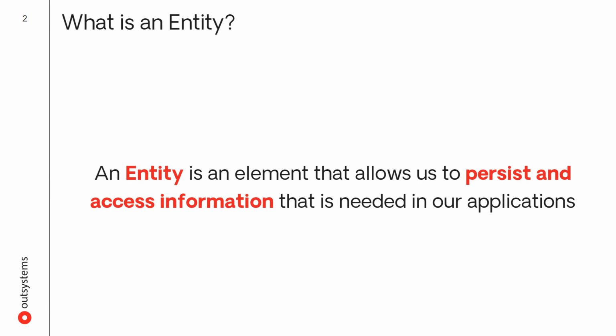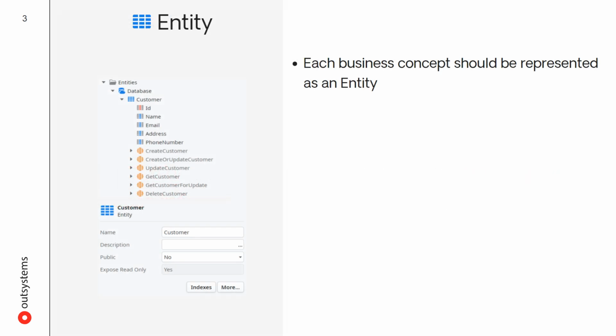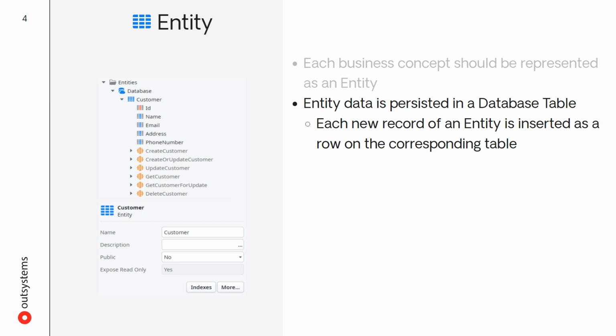So, what is an entity? An entity is what allows us to persist and access information that is needed in our OutSystems Developer Cloud, or vODC, applications. Each of the business concepts or application concepts should be mapped to an entity. With entities, we can persist and access data in our application. Each new record you insert or create in the entity will persist as a row in the database table.